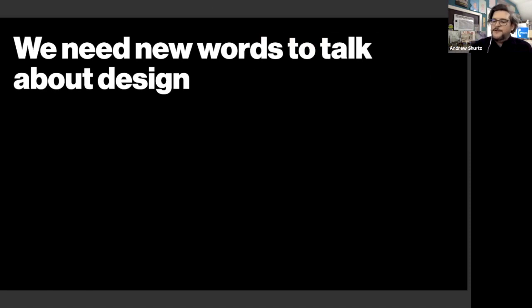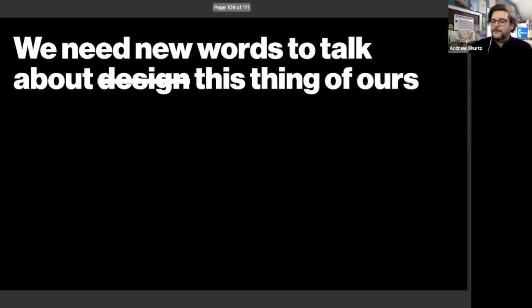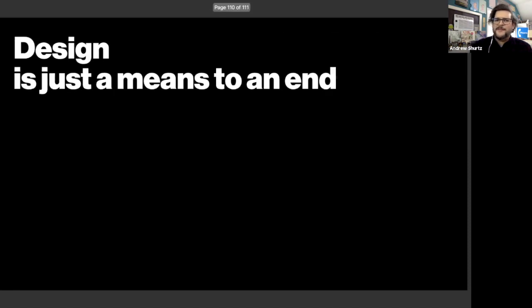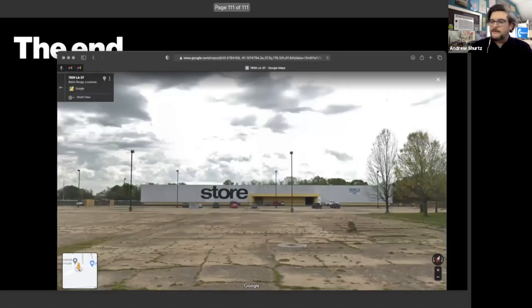Ultimately, I think we need new words to talk about design. I'm not even sure if design is the right word anymore. We need new words to describe this thing of ours. Old terminology like modernism and minimalism only work when we consider form as the ultimate result of our work. Using outdated language like this connects these ideas to specific movements in specific times that might not necessarily apply. Because at the end of the day, design is really about what's communicated. The design part is just a means to an end. And this is the end.